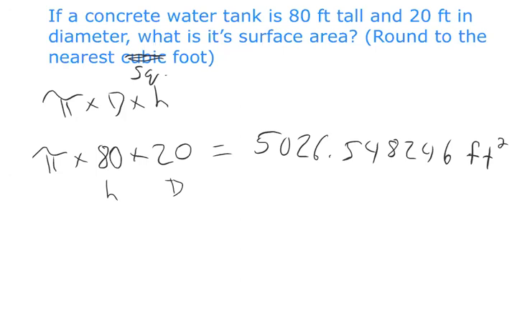So 5027, it says to the nearest 5027 feet squared. So I just drew a line, and the 5 makes the 6 round up to a 7, 5027 square feet. So 5,027 square feet is the surface area of an 80-foot tall water tank. My Lord, that is a lot.